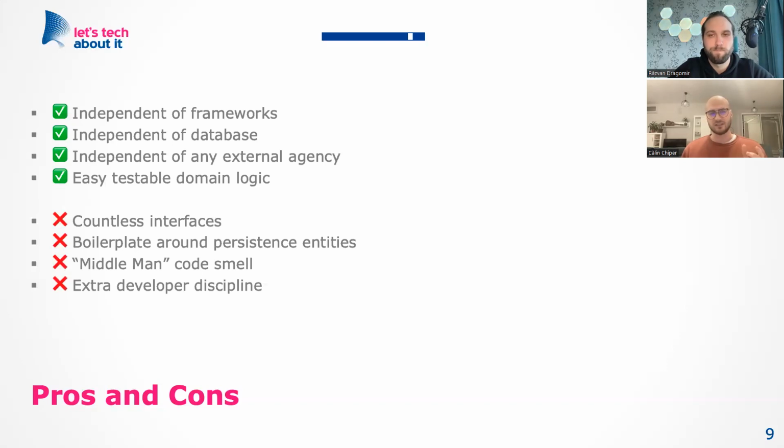You also have this middleman code smell. You have strict constraints, like your controller should call a service, and a service should call a repository. And this happens also if you have simple code, just one line, one get from your database. So it's boilerplate. And also developers should have a lot of discipline to maintain it in the long run.